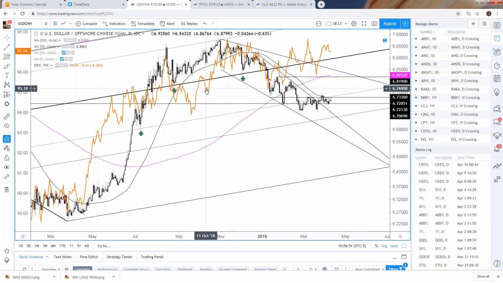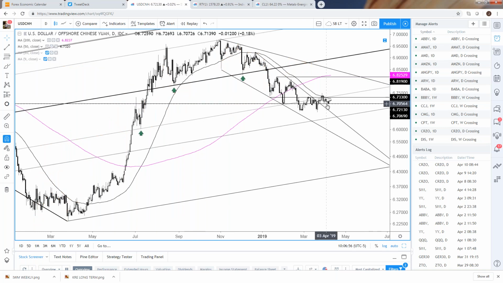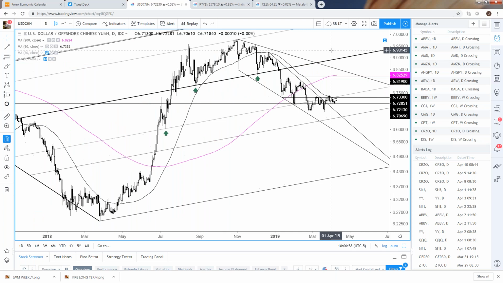If this is a bullish setup in dollar yuan and we're about to rip higher, then you're going to see the dollar broadly move to the upside, in my opinion. Okay. So just something to think about.